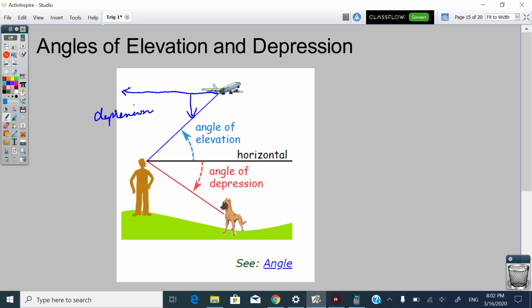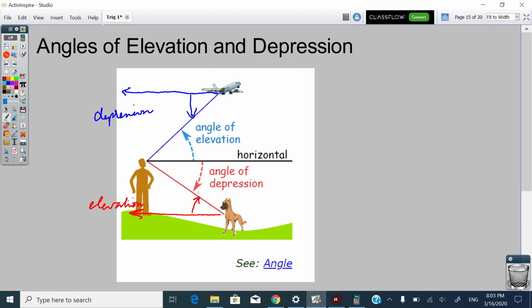Similarly, if the dog wants to look at the face of the man, the dog originally looks horizontally, and then to see the man he has to lift up his eyes, so that would be an angle of elevation as far as the dog is concerned. So for this man looking at the aeroplane, this is an angle of elevation, but for a man in the aeroplane looking at this man on the ground, it's an angle of depression. The same applies for the dog.